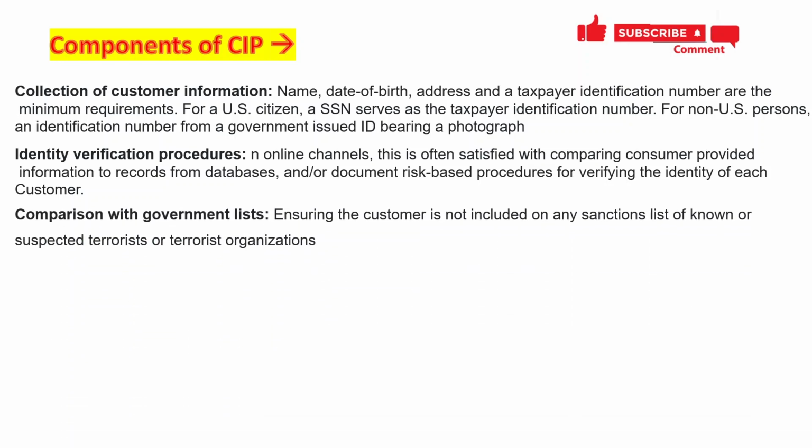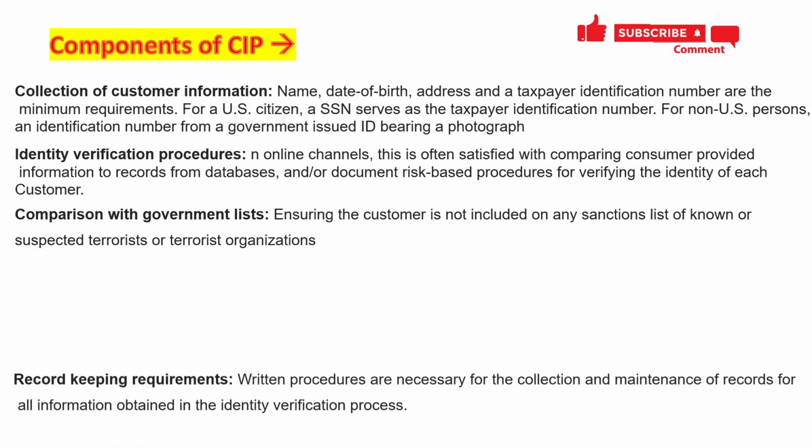Comparison with government lists, ensuring that the customer is not included in any sanction list or known or suspected terrorist or terrorist organization. In US, whoever opens an account, whether a citizen or non-citizen, their credentials, their details like name, date of birth, address are matched with sanction lists, with negative match lists. Only after that, if they find no match, only then the account is opened.